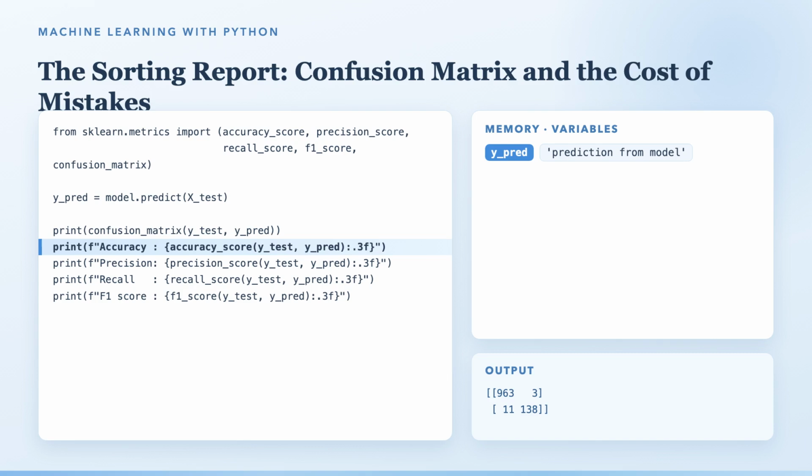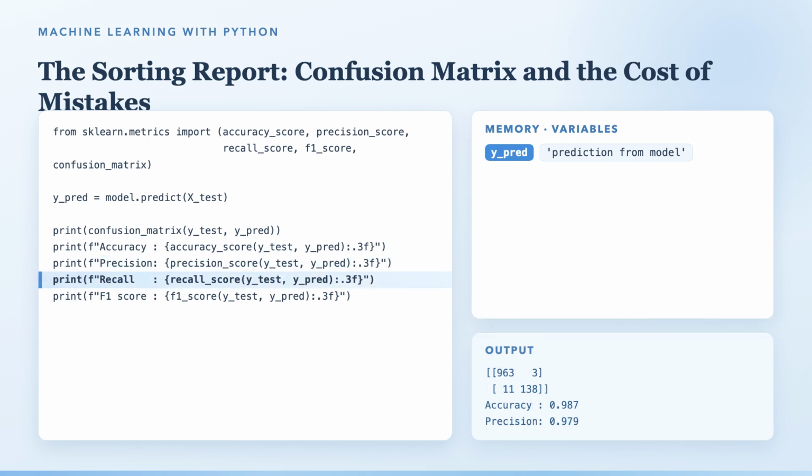1 line at a time. Softly. First, from sklearn.metrics we import 5 helpers: accuracy score, precision score, recall score, F1 score, and confusion matrix. Then, y pred equals model.predict X test. Every waiting letter gets its stamp. Print confusion matrix of y test and y pred, and the grid appears.